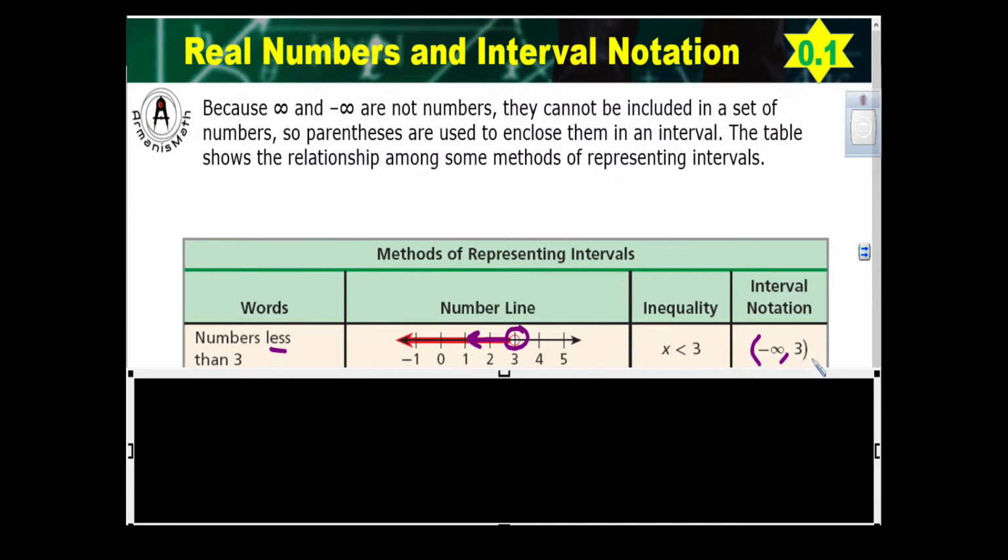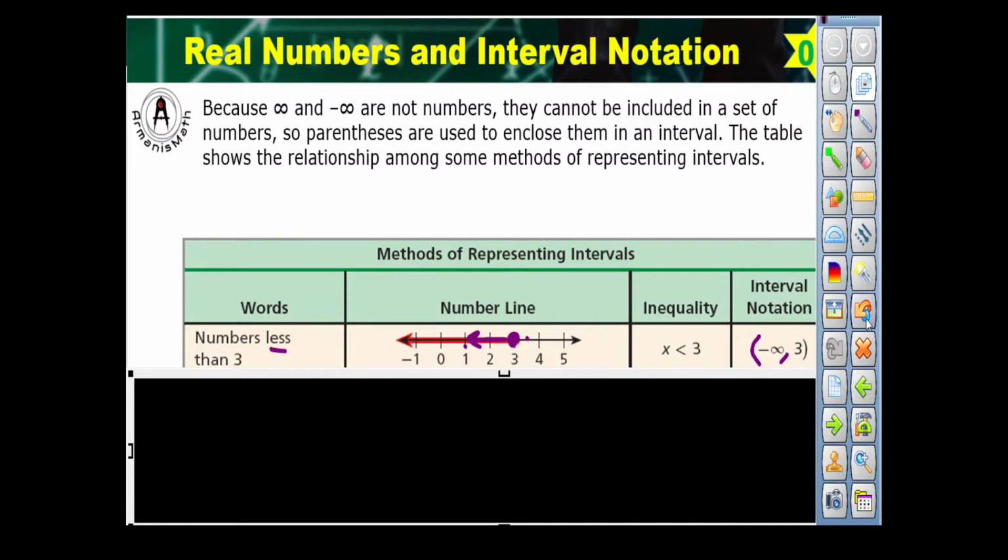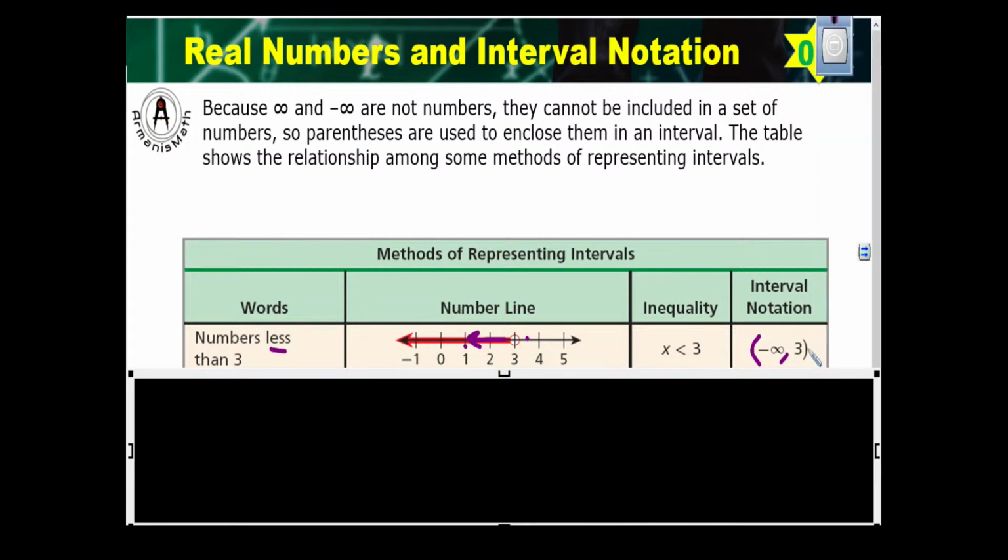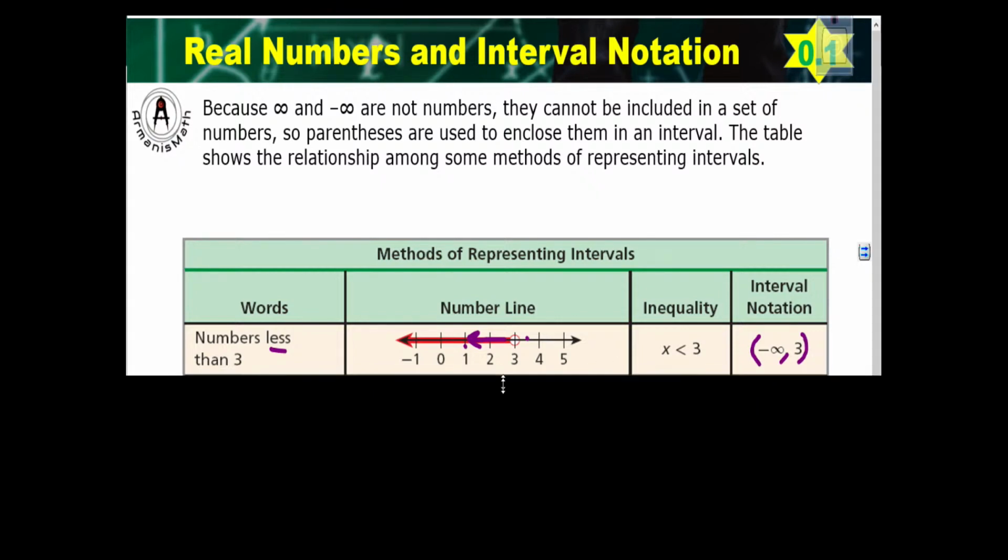Do I include the 3? Well, Armani, you have to look. Do we have an equal sign here? No, I don't. Then you do not include it. Does it have a bubble here? No, it doesn't. Then you do not include it. Does the word say equal to? No, it doesn't. Then you do not include it. In interval notation, you do not include the value when you have parentheses. All right, that's the first one.